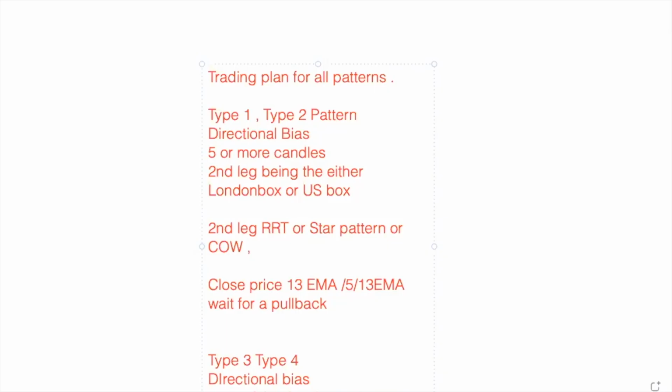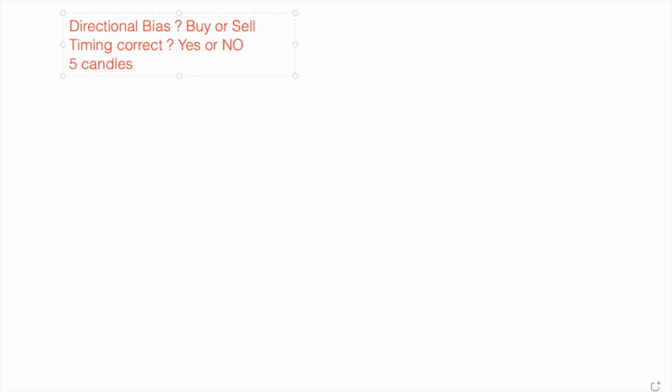You could put it like, let's say, directional bias, right? Buy or sell, right? Then you can have, let's say, timing, correct? Yes or no. 5 candles between first and second leg, right? Yes or no. So you can make it into something like this, yes, no questions.